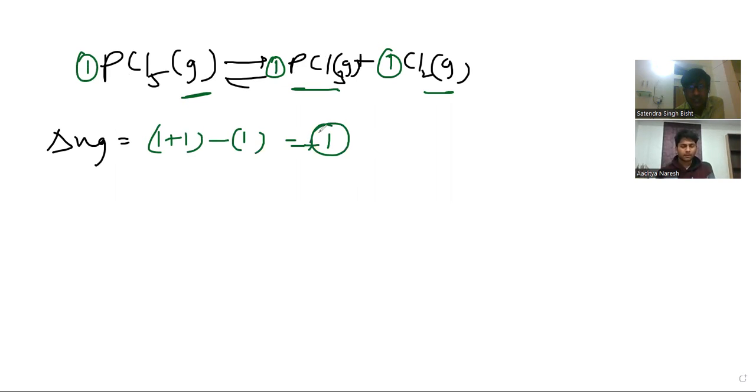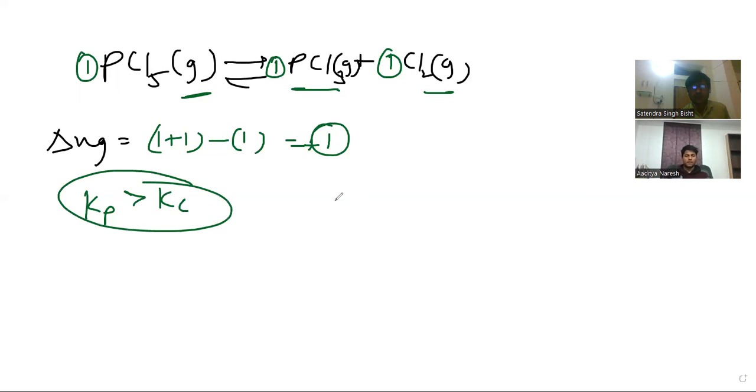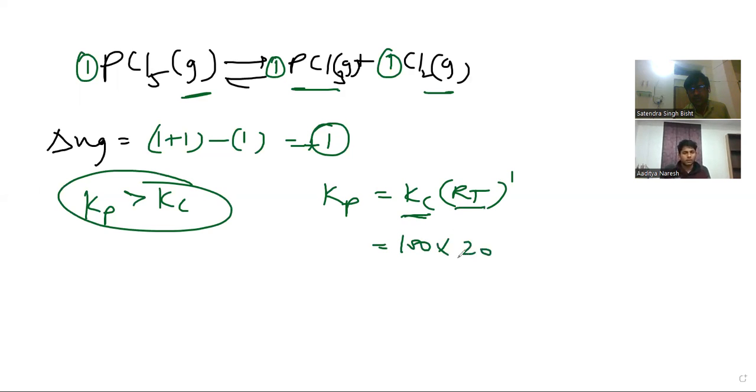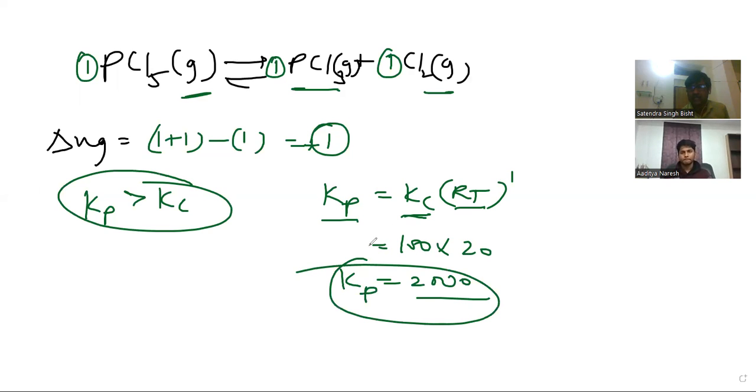So the del Ng value is positive, which means Kp is greater than Kc. Why? Because Kp equals Kc times RT raised to the power 1. If the value of Kc is, suppose, 100 and the RT value is 20, then what will be the Kp value? That is 2000. Automatically Kp is greater than Kc if the power is positive. Clear?